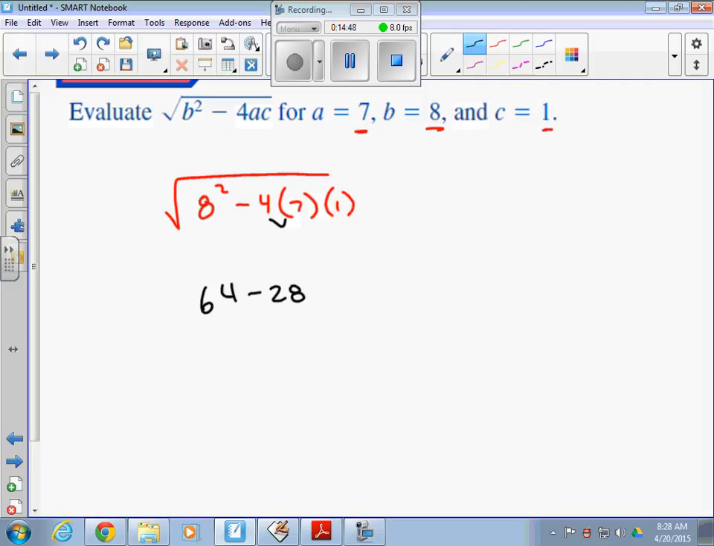You're still talking about the square root of all of that. So simplify that. 64 minus 28 is still 36 like it was earlier, and the square root of 36, or what times itself, is the number 6, and could possibly be a negative 6 as well. And we'll cover the rest of this tomorrow.